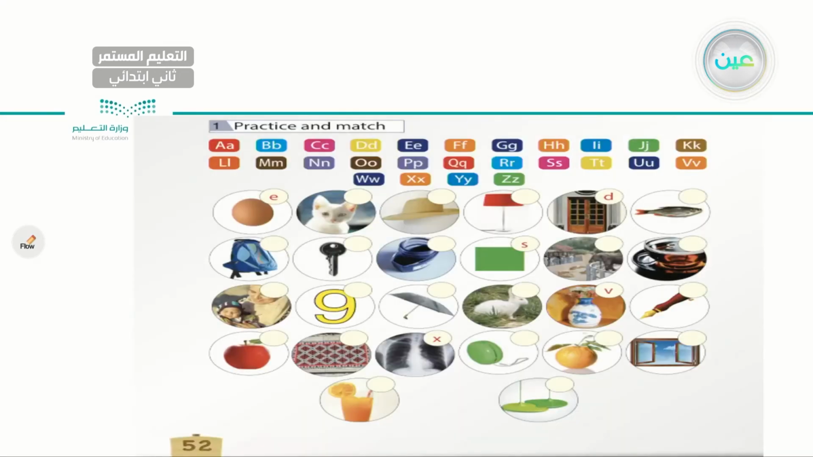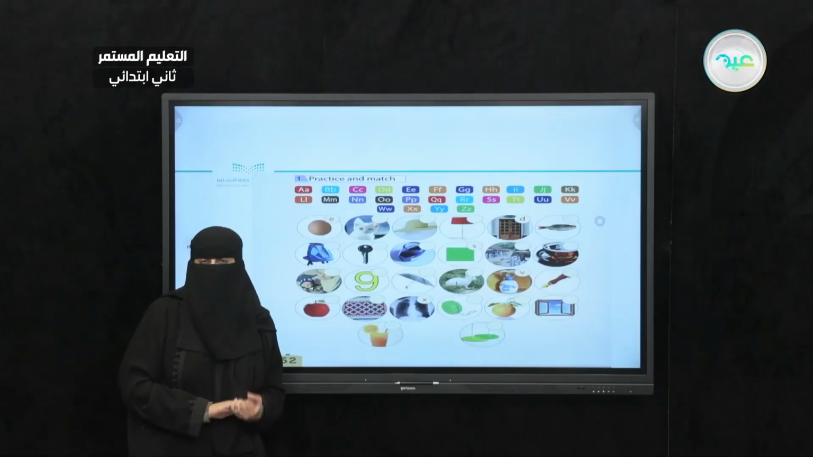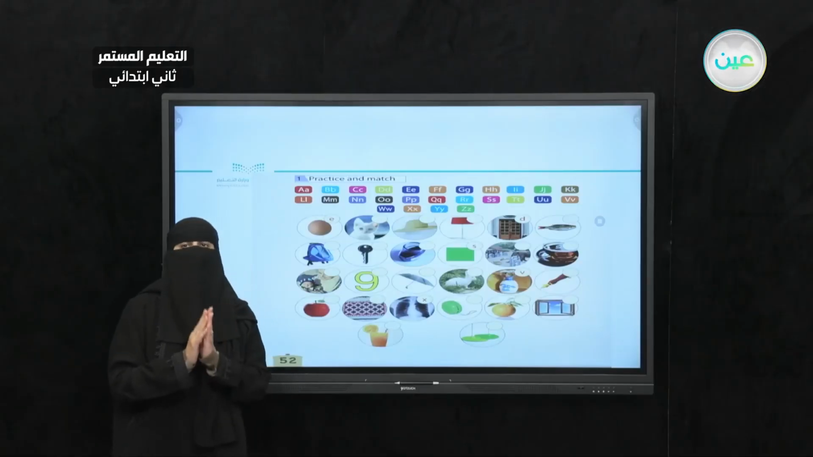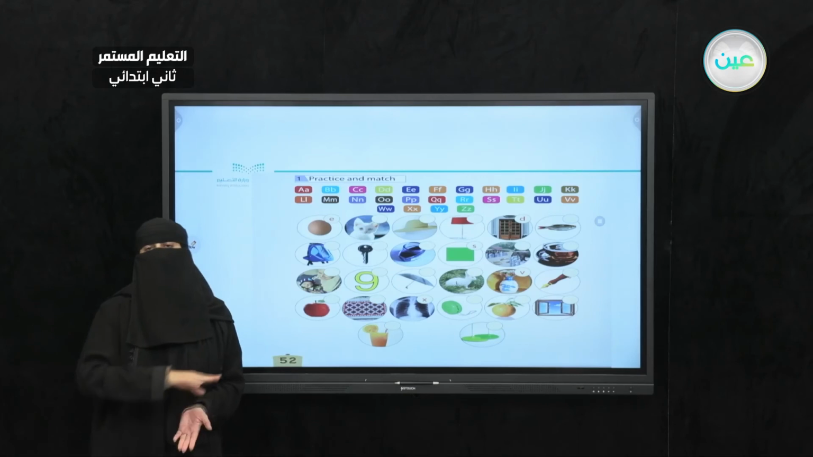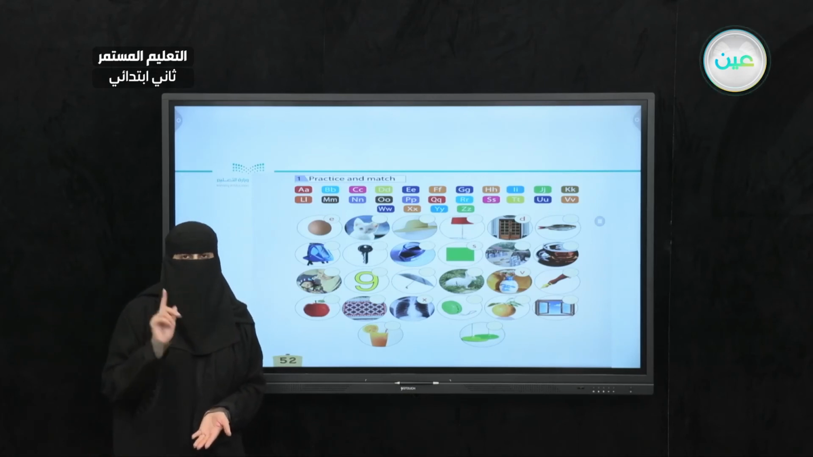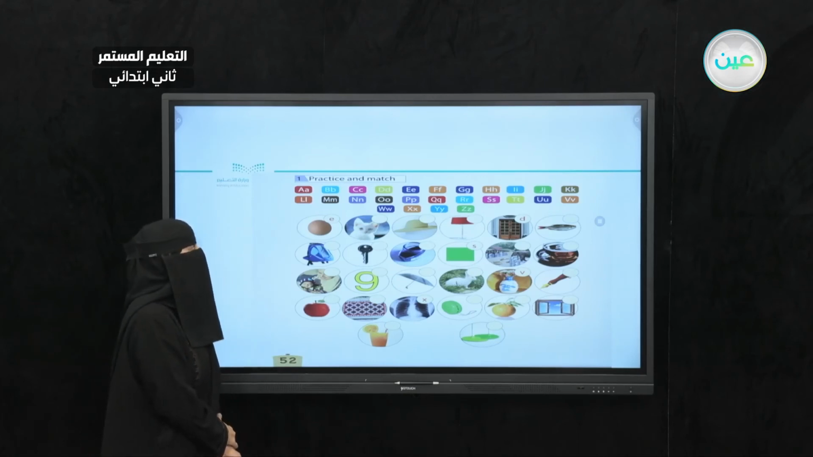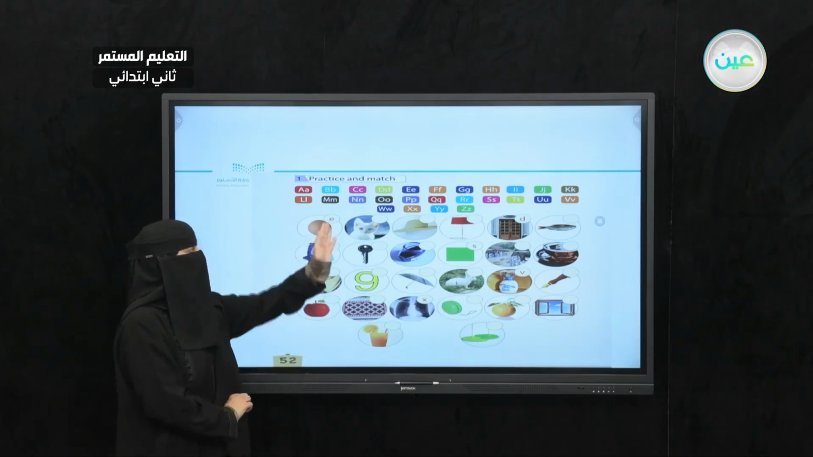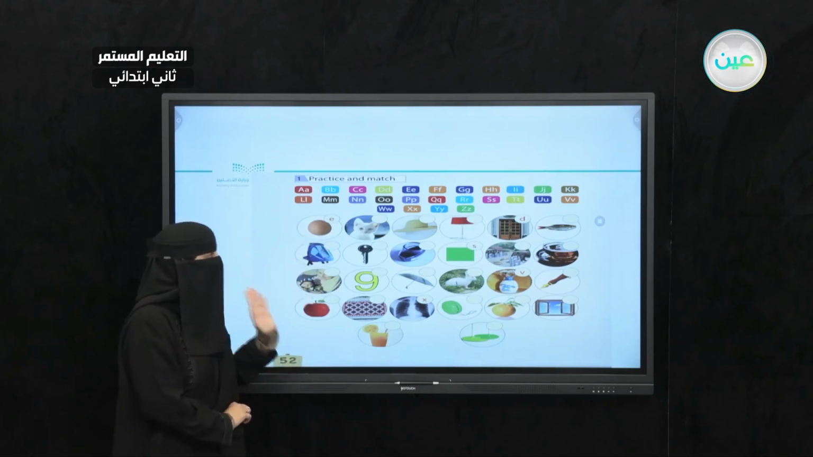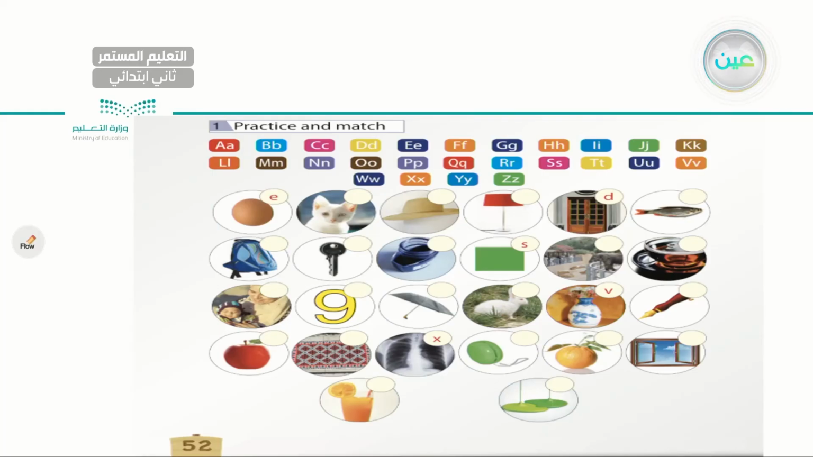Well done. So you have this in your book, and this is very important. I need you to open your books at page 52. Page 52 is at the end of your book. Book number 1, practice and match. As you can see here, I have all the English alphabets, starting from A till letter Z, and I have all the pictures that were attached to these letters.